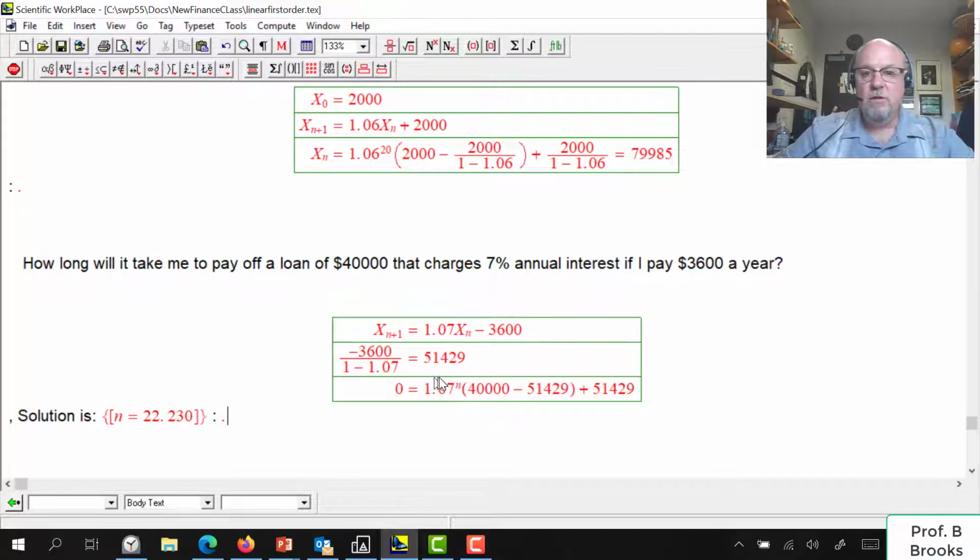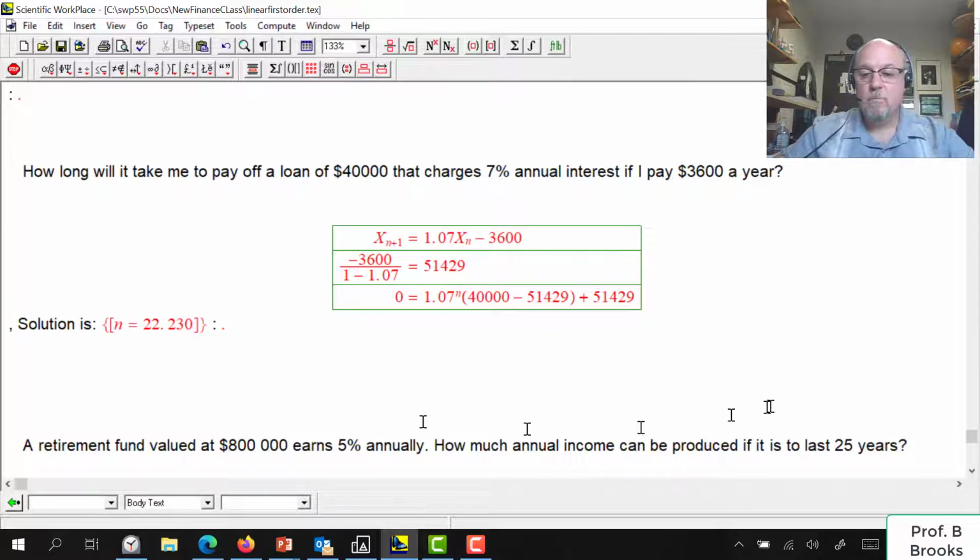Now, how would you solve this if you couldn't just highlight and click solve? You'd eventually have to get 1.07 to the N equals a number, and then take the ln of both sides, or the logarithmic, or log of both sides, something like that. So this is saying that at 22 payments in, I would still owe some money, and the 23rd payment would be less than that $3,600 then. Again, this is back of the envelope style calculation. It's giving me that sort of ballpark figures.